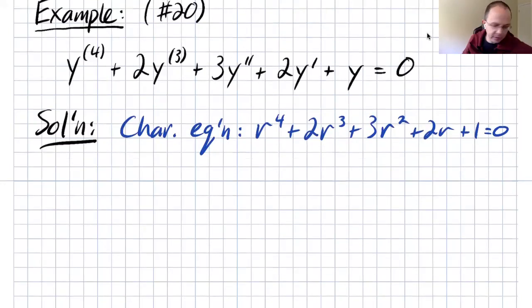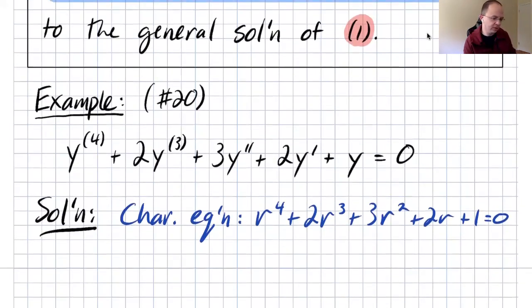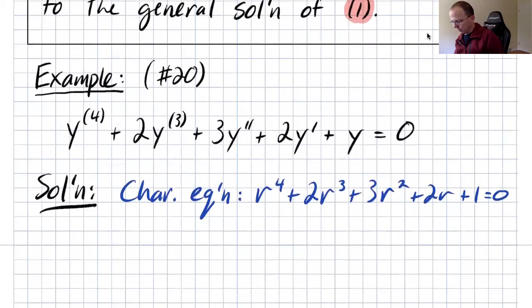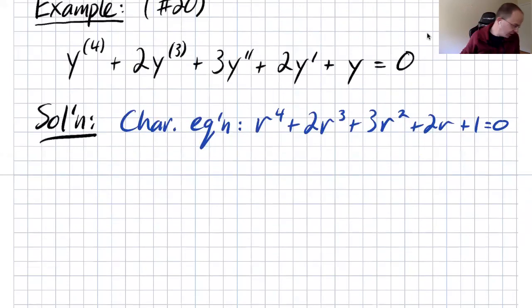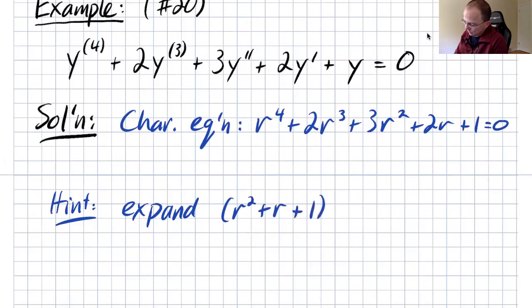Now, let's see. So this is example number 20 from the book, and this is a more difficult polynomial to try to get the solutions of. And the suggestion they make is to consider the following. A hint from the book was to expand r squared plus r plus 1 squared. So that's the hint there.